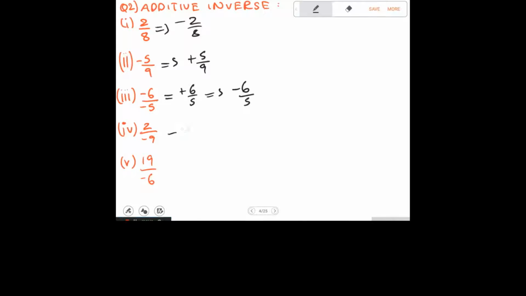2 by minus 9 equals minus 2 by 9, so the additive inverse will be plus 2 by 9. 19 by minus 6 equals minus 19 by 6, so the additive inverse is plus 19 by 6.